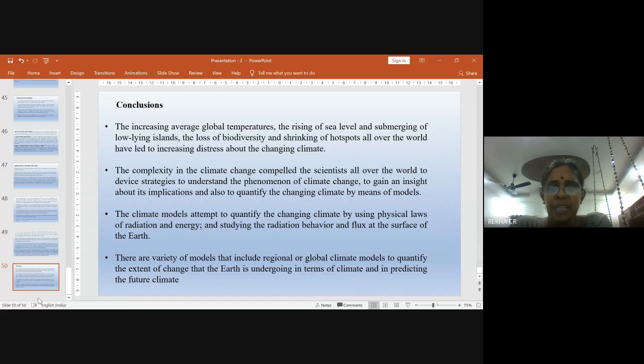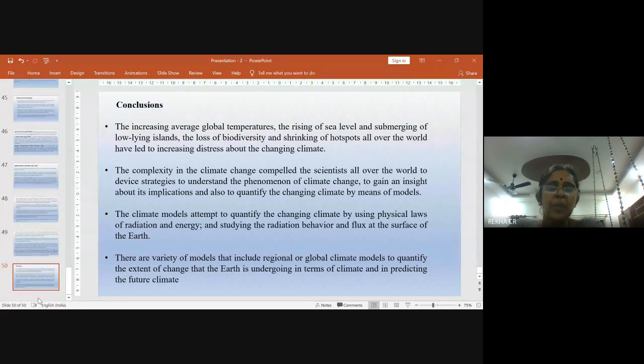The complexity of climate change has made scientists across the world devise certain strategies to understand the phenomenon of climate change, to gain an insight about its implications, and also to quantify the changing climate by means of models. These climate models attempt to quantify the changing climate by using the physical laws of radiation and energy, studying the radiation behavior and flux at the surface of the Earth.